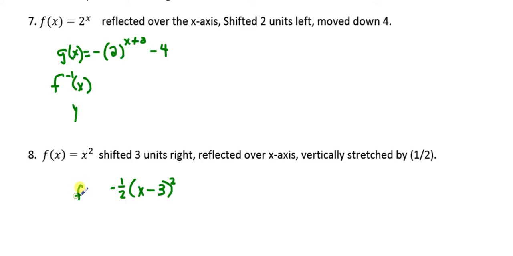And I'll go f of negative 1 of x. Here's our new function. Equals negative 1/2. The negative flips it. 1/2 basically flattens it out or makes it go up slower. And then right 3. And that's it.